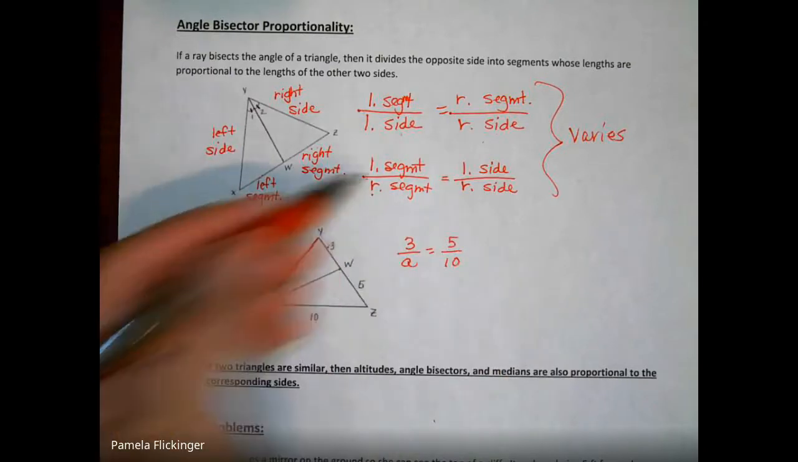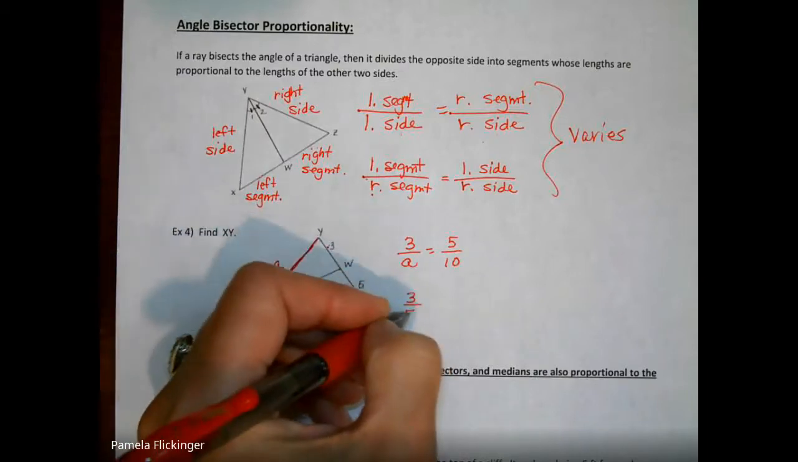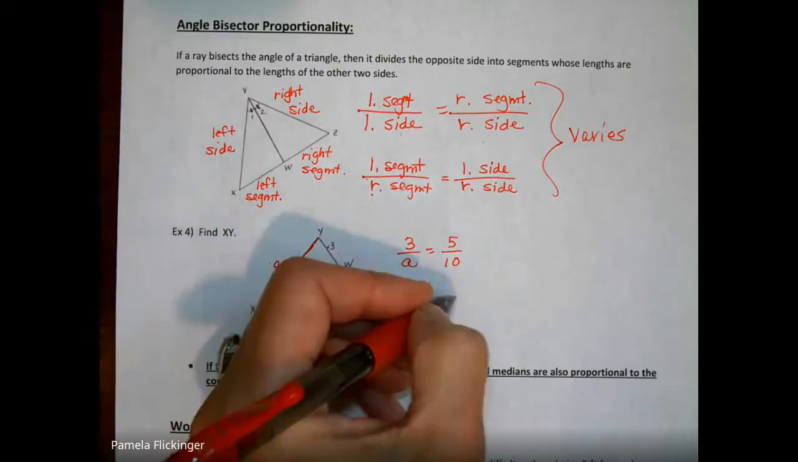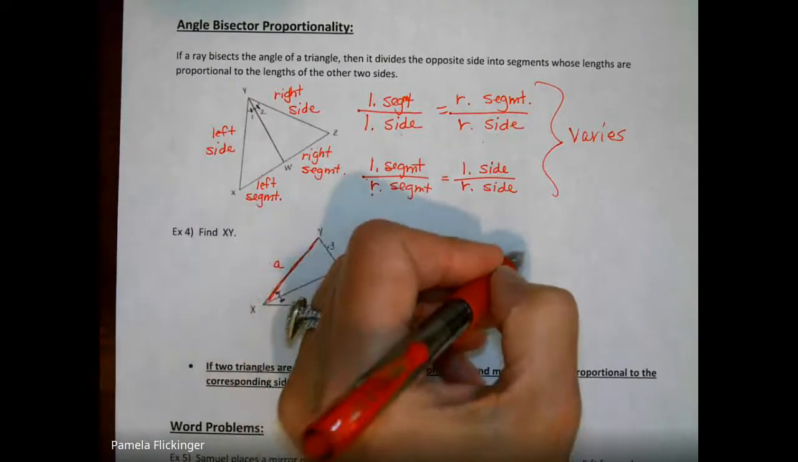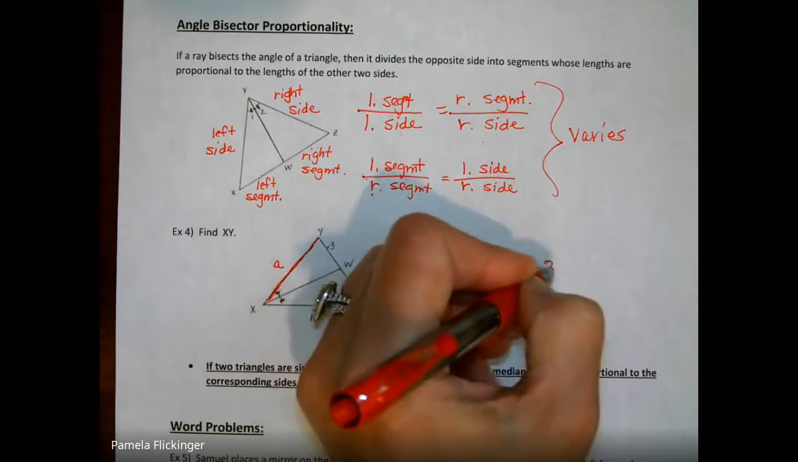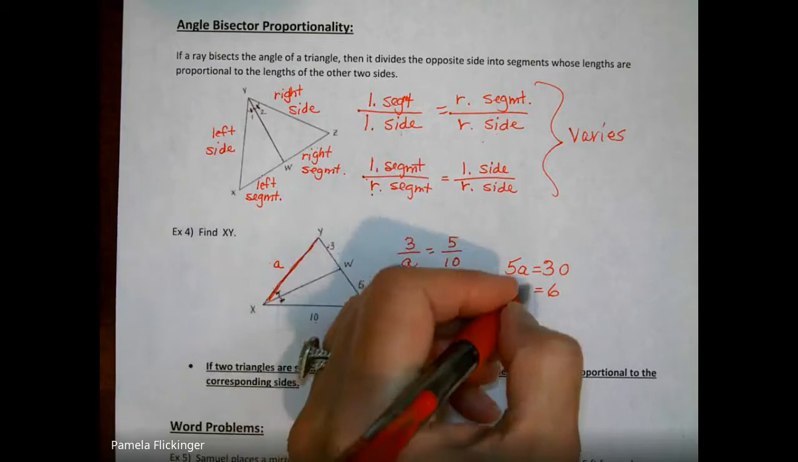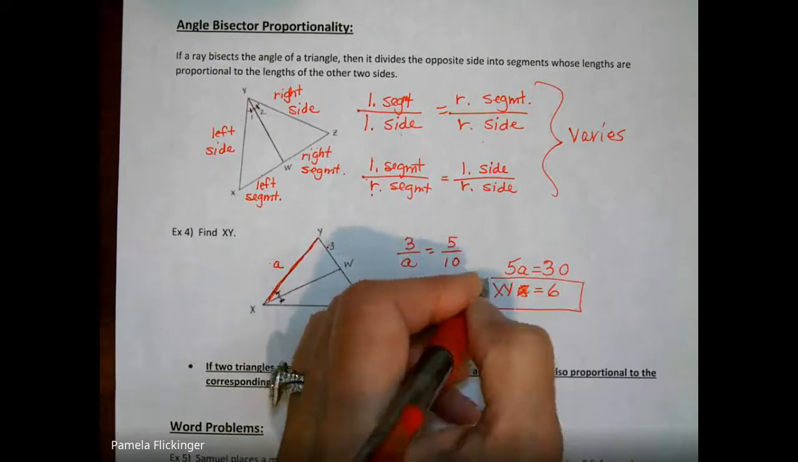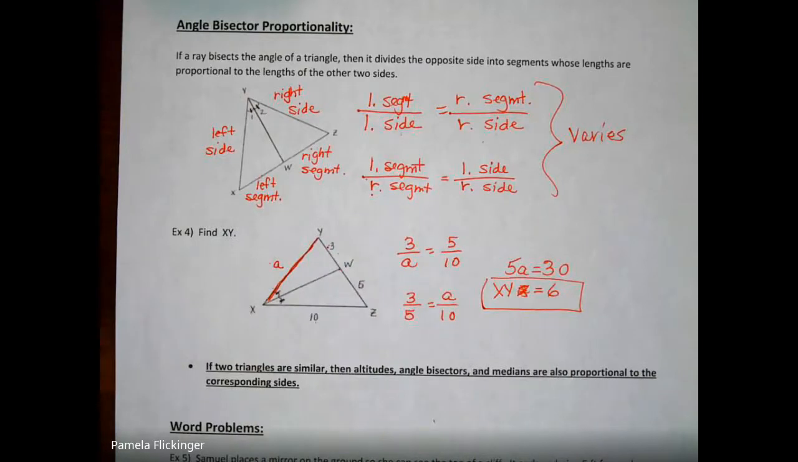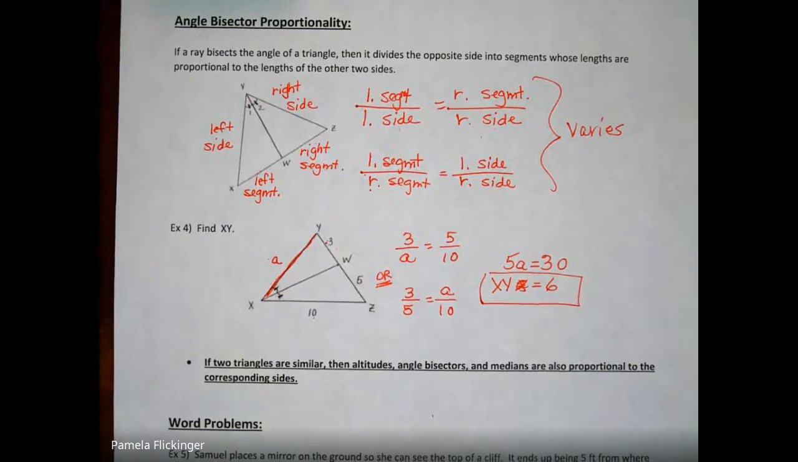If I use the bottom one, I would do 3 over 5, and then that would equal A over 10. Notice either way, when we cross multiply, we're going to do the same math. It's going to be 5a equals 30. So a will be 6. But of course, we're going to change that out and call that x, y. Okay, so we got some options, and there are probably other ways that we can write that proportion too.